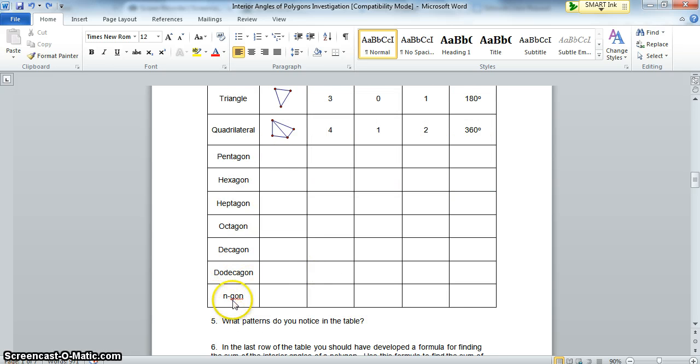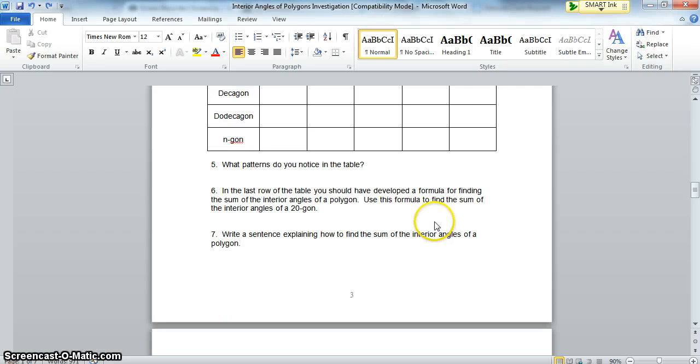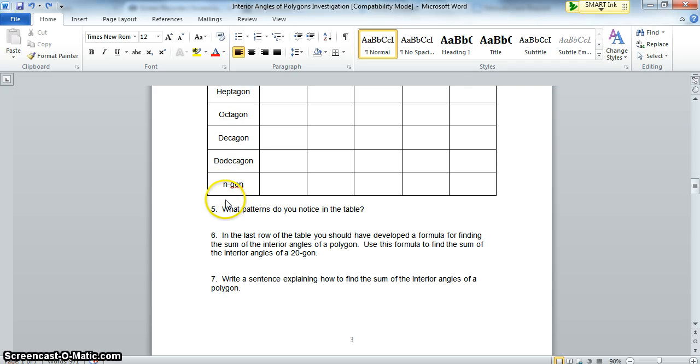When you get to the n-gon, hopefully in this box here will be our little rule or formula based off of the number of sides. It's going to ask you, what do you notice in the table? What kind of patterns do you see? And then it's going to ask you to write a rule, or at least explain in words, like a sentence, how to find the interior angle sum of any polygon. So n sides is just a variable. n could be 5, then we're talking about a pentagon, right? A 5-gon would be a pentagon. n could be 10, then we're talking about a 10-gon or a decagon. n could be 20, so then we'll be talking about a 20-gon.